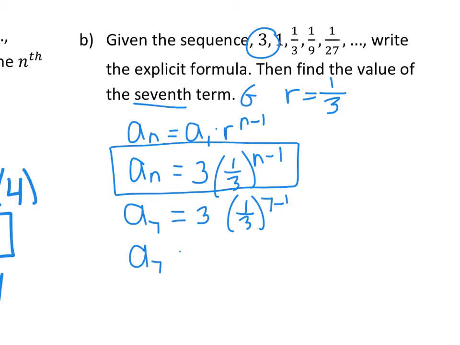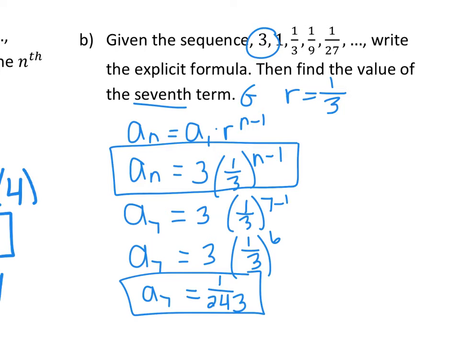Let's clean it up a bit so I can put it in my calculator neatly. 7 minus 1 is 6. Go ahead and plug 3 times 1/3 to the 6 in your calculator. Then hit math, frac, enter. Let's leave it as a fraction since our terms in our sequence are fractions. And it's 1/243. That is your 7th term.